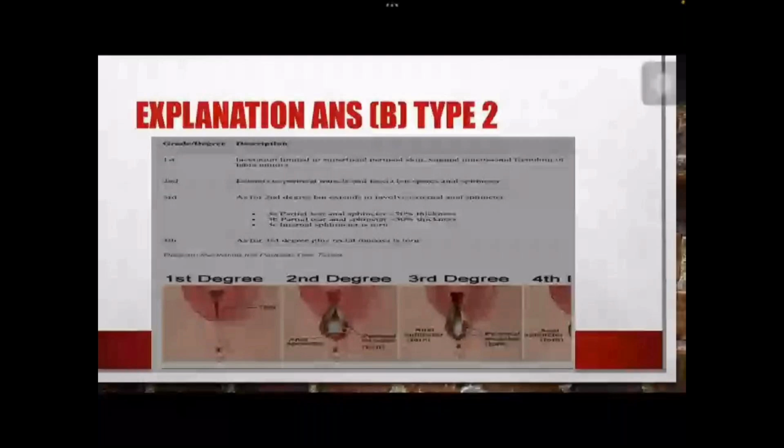And what are the contents of the femoral triangle? From medial to lateral: vein, femoral artery, and femoral nerve. And what are the contents of the femoral sheath? The femoral sheath contains vein, artery, and lymph node, not nerve.